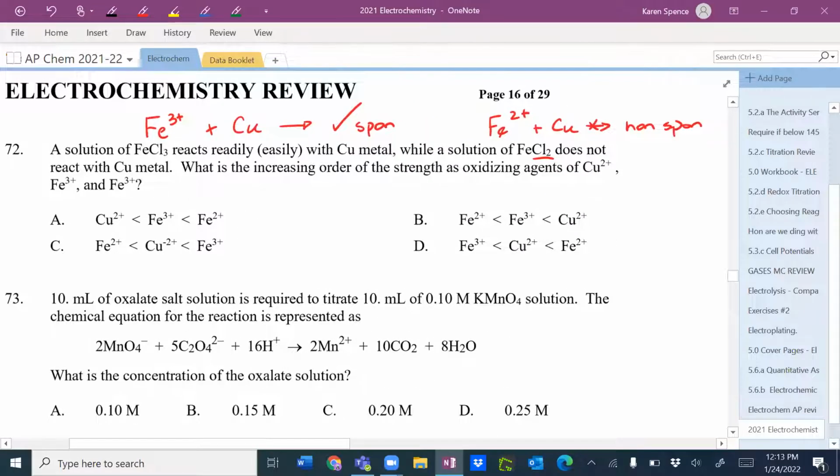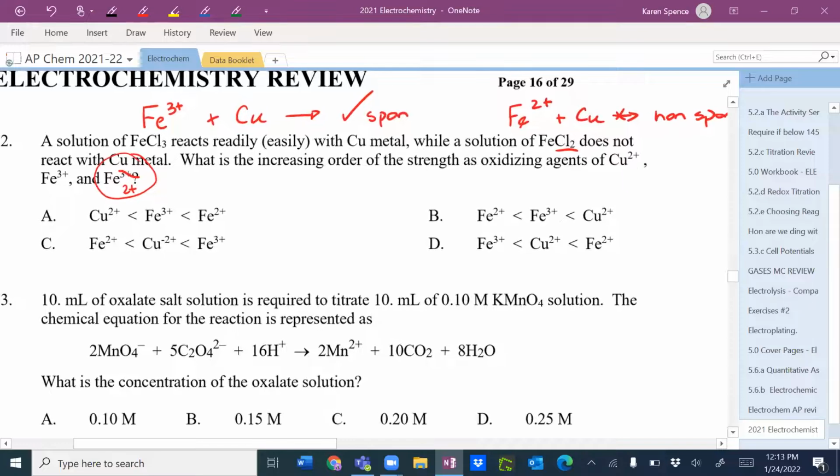Okay, so what is the order of strength as oxidizing agents of Cu2+? Oh, this should say Fe2+, because otherwise it's Fe3+ and Fe3+. So that's a little typo there. My apologies. In theory, you could look this up on your table, but let's assume that you got this on an AP exam and they do not give you a reduction potential table. They used to, but I don't think they do anymore. I think they just give you the numbers that you need as you go.